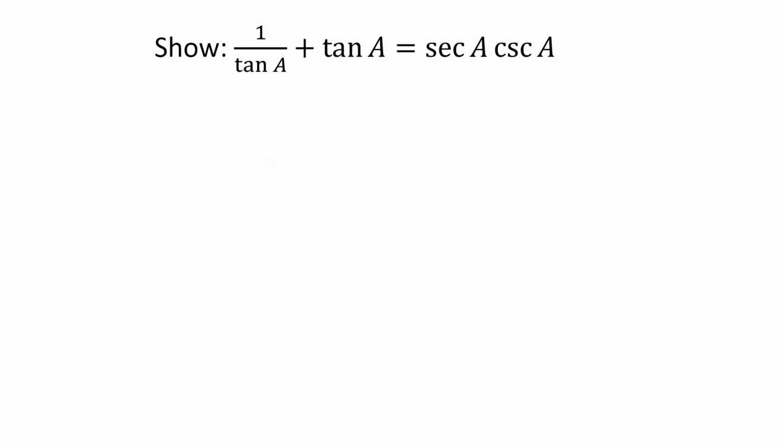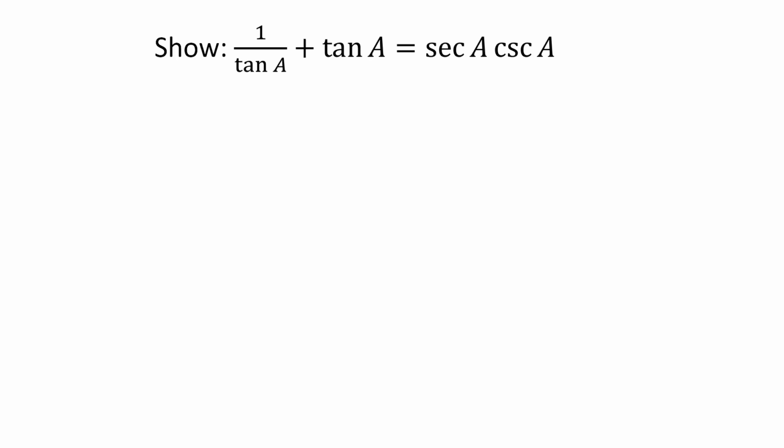Okay, so now I have 1 over tangent A plus tangent A equals secant A times cosecant A. This time, most of the time for these kinds of trig derivations, I will start with the left side and try to make it look like the right side. For this one, I'm going to work with both sides at the same time and try to make them look like each other. So I'm going to go ahead and replace all of these things here with sines and cosines again, because that's what I'm most familiar with, and so why not?